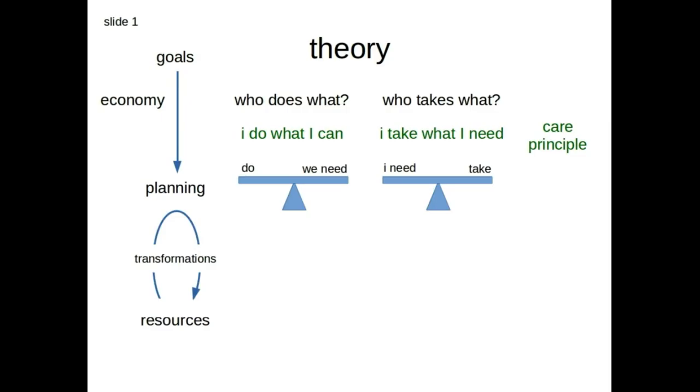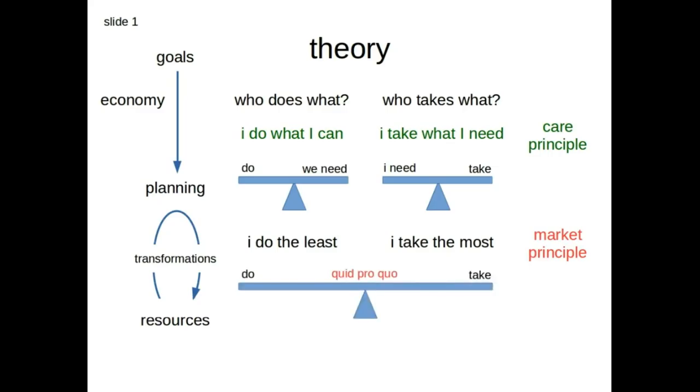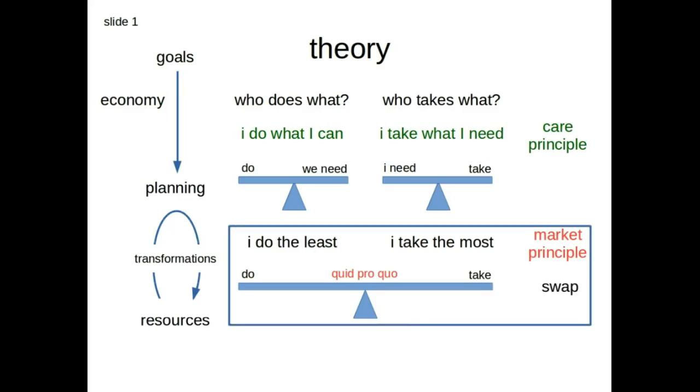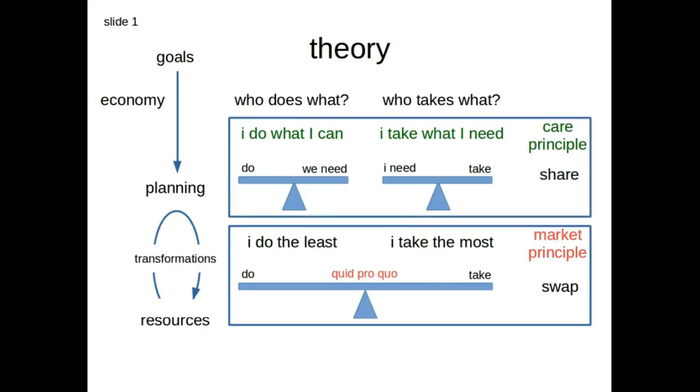But in current economy, people tend to answer these questions in another way. Namely, I do the least and I take the most. This is what we call the market principle. Now obviously, these answers don't supply balances anymore and things are out of balance. Even so much that scarcity arises, and then we need another balance. This is the quid pro quo balance. It's the balance between what I do and what I take. This is why we swap. But when we use the care principle, we share.